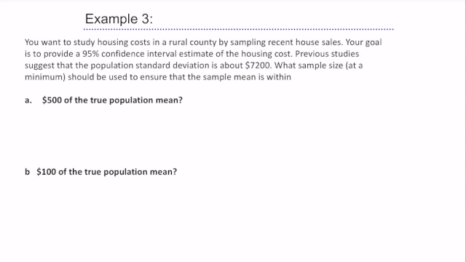All right, class, so now we're going to look at how to determine what type of sample size we need. So let's say you want to study housing costs in a rural county by sampling recent house sales. Your goal is to provide a 95% confidence interval estimate of the housing costs. Previous studies suggest that the population standard deviation is about 7,200. So what sample size at a minimum should be used to ensure the sample mean is within $500 of the true population mean, and then we'll check $100 of the true population mean.